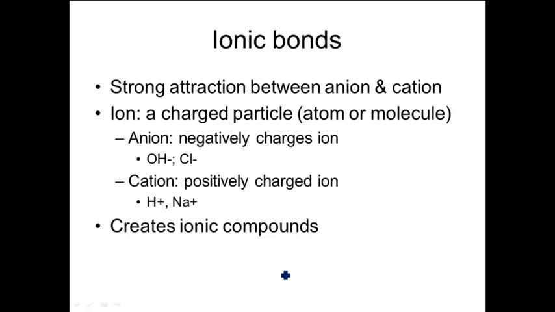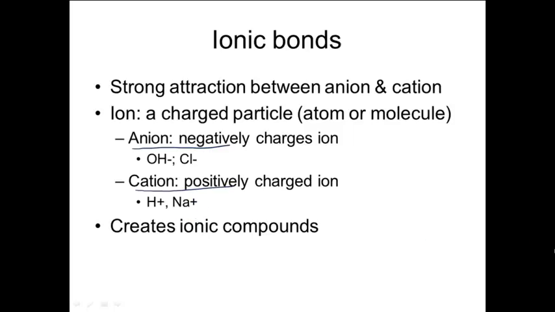So ionic bonds are a strong attraction between an anion and a cation. An ion is just a charged particle. It could be either a single atom or a molecule. An anion means one that has a negative charge on it. And here are some examples. So we'll see hydroxyl ions, or OH groups, and chlorine ions, for example. And a cation is positively charged. So hydrogen ions, or protons, because it just has a proton, and sodium are examples.